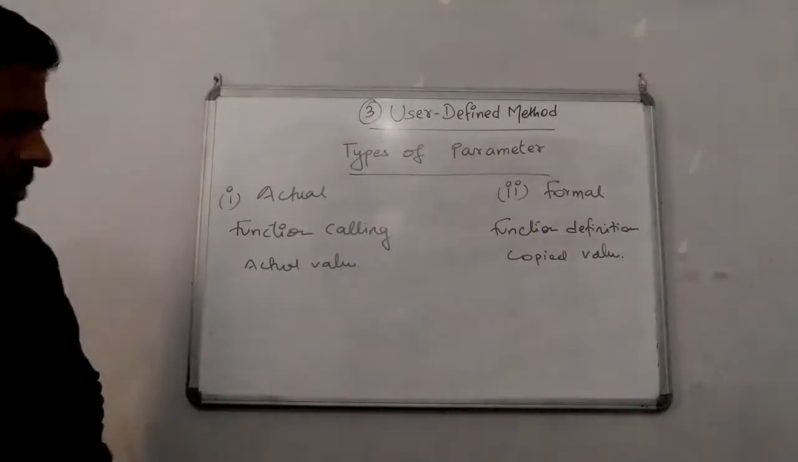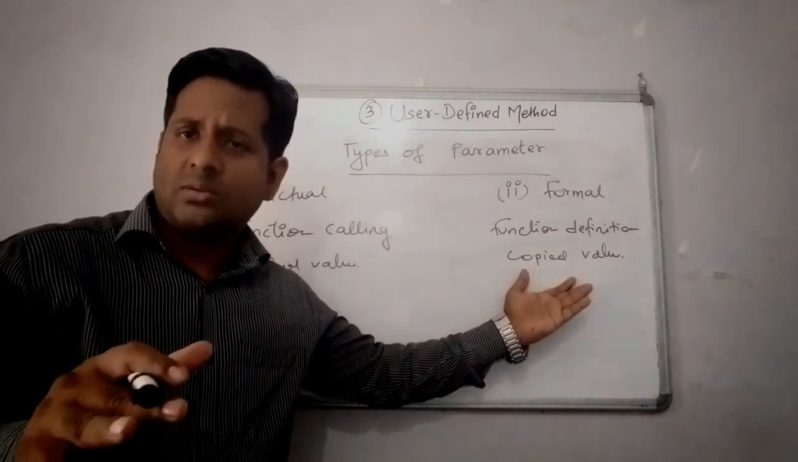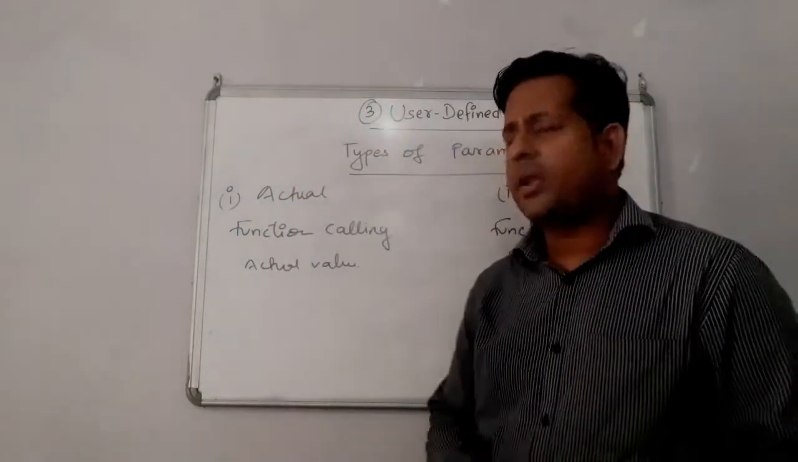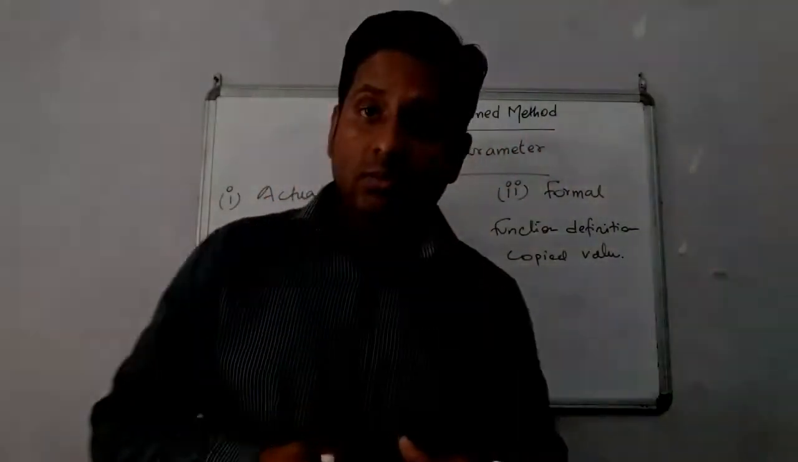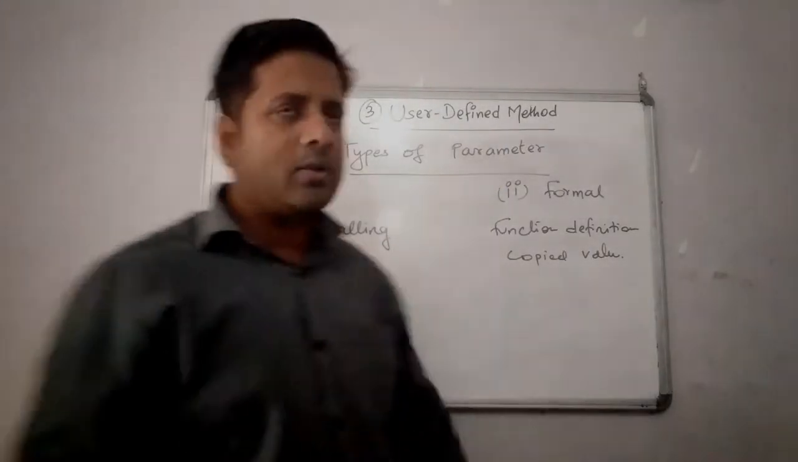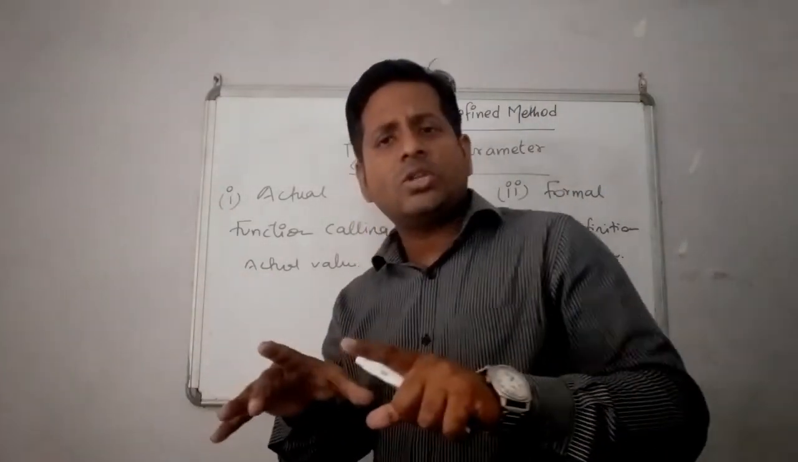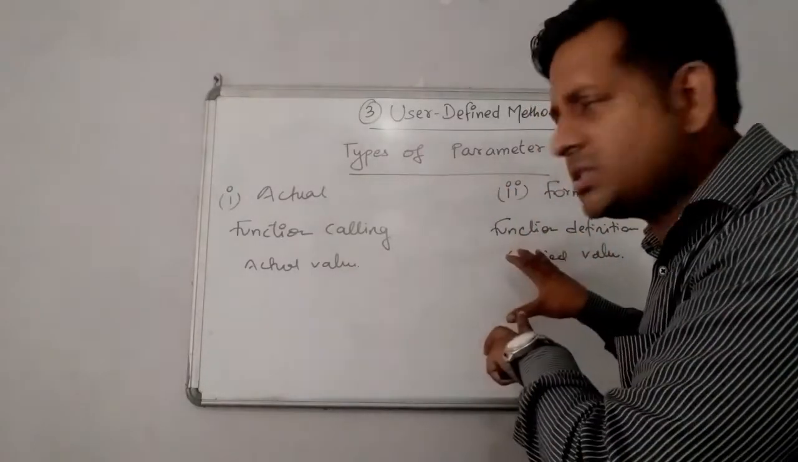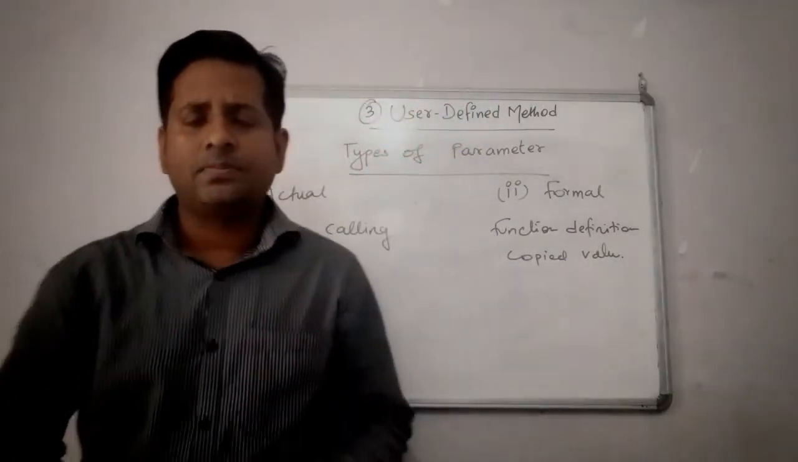So some more differences can come. Any changes you make in a formal parameter will not affect the actual parameters. Whereas just opposite, if you make any changes in the actual parameter, it will affect the formal parameters. Very simple, children. If you make a change in the actual parameter, that change will be reflected in the formal parameters, whereas in case of a formal parameter, if you make any changes, that change will not be reflected in the actual parameters. So this is the concept, children.